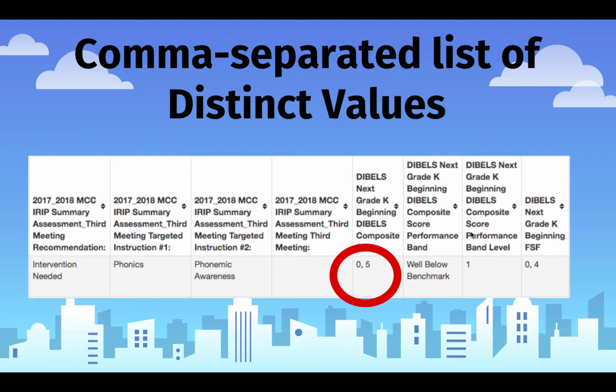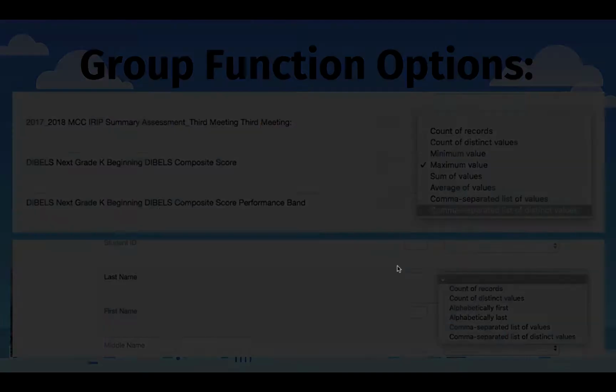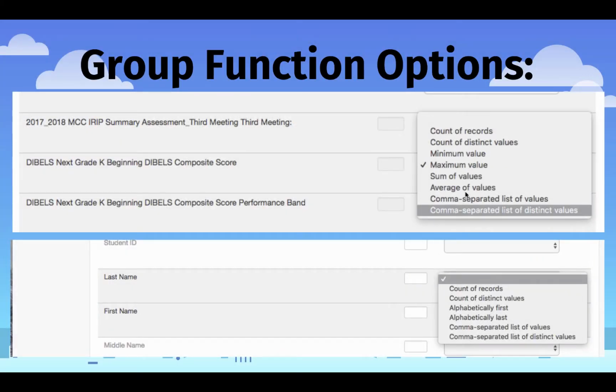Now, there are other options in there that make sense. If you're using performance bands or calculations, you're going to break the report when you tell it to do a comma-separated list of distinct values. If you're using calculations or performance bands, you're going to want to choose between maximum value or minimum value. What that's telling Illuminate to do is to choose the highest or the lowest score.